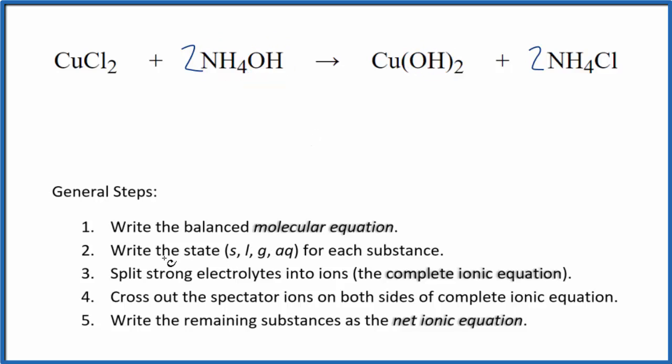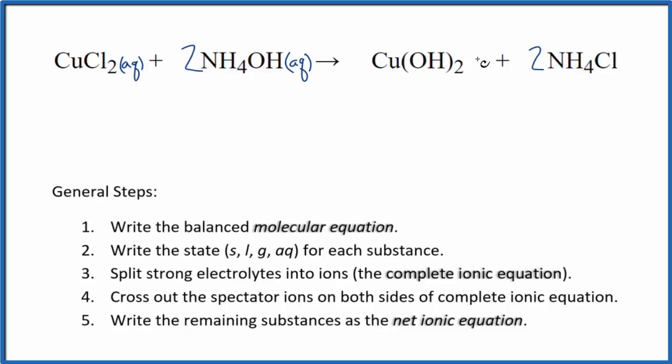Now we can write the state for each substance. Chlorides are very soluble, so we'll write AQ. That'll dissolve, dissociate into its ions. If you know your solubility rules, the ammonium ion is very soluble, AQ, that'll dissolve. But hydroxides in general are insoluble, with a few exceptions like group 1 elements, or with the ammonium ion, hydroxides are soluble. But here we have this transition metal, so copper(II) hydroxide is insoluble.